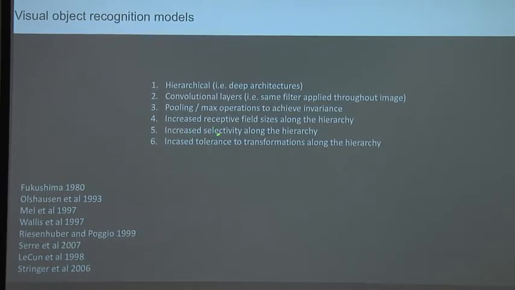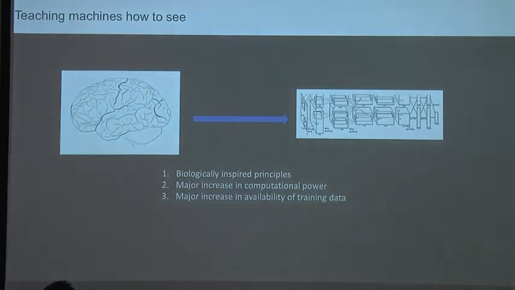So there's an increase in the receptive field sizes along the visual hierarchy. As you go from one layer to the next, their receptive field size increases. There's also an increase in the degree of selectivity and the degree of tolerance to transformations throughout these different layers of computational models. So people have been building these types of models for a long time.